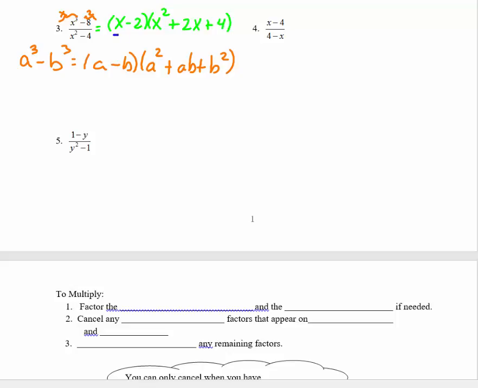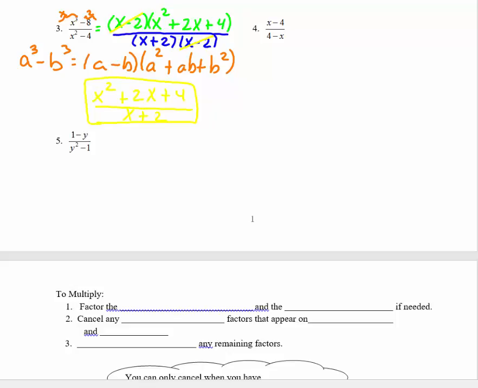In the denominator, x squared minus 4 is that difference of squares. So it factors into x plus 2 and x minus 2. Now we look to see if any factor appears on top and bottom, and we see an x minus 2 is on top and bottom, so they will cancel each other out. And we're left with x squared plus 2x plus 4 all over x plus 2. Again, when you use that cubes formula, you'll never be able to factor that trinomial any farther, so you don't need to try.